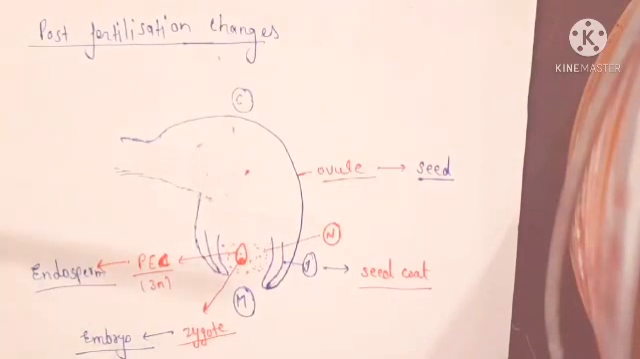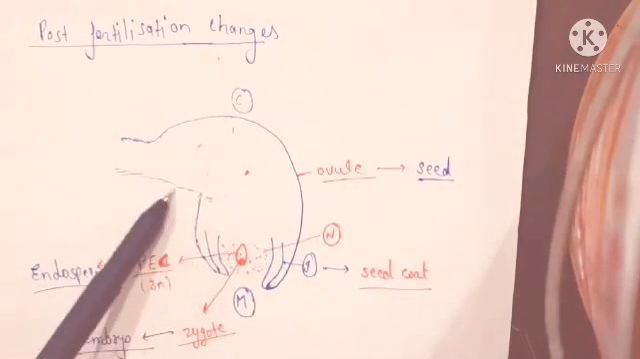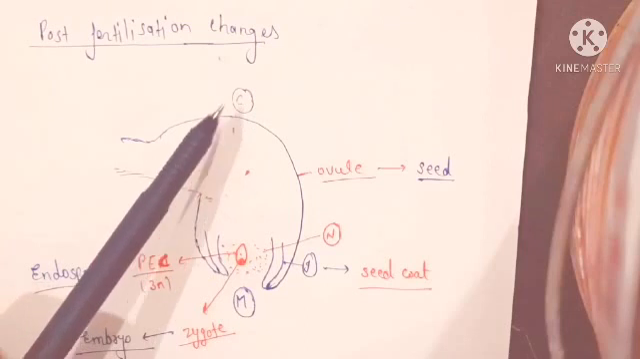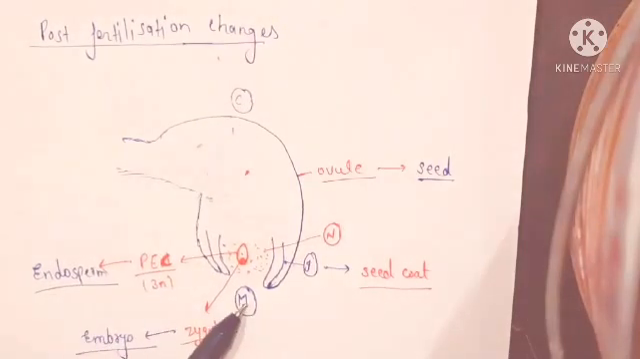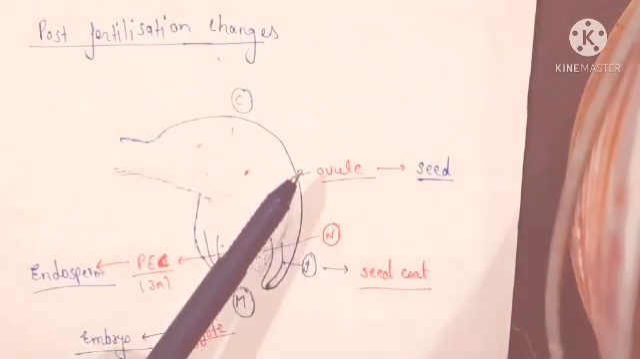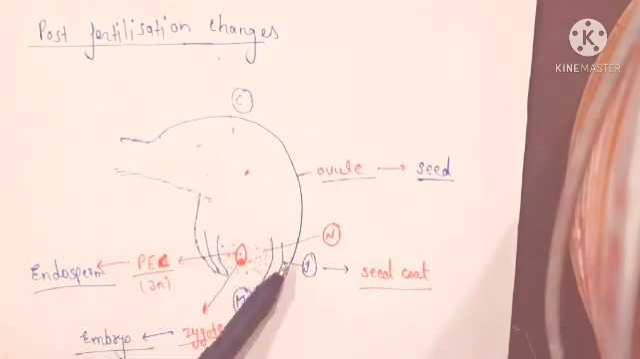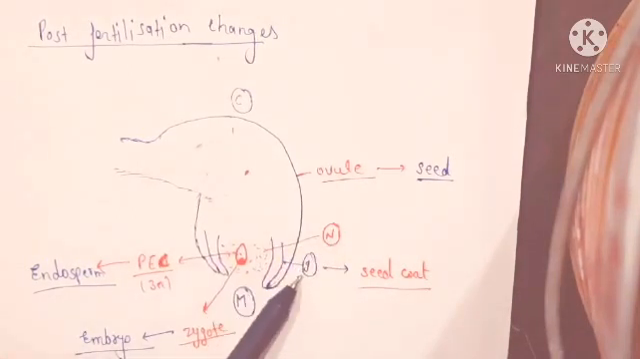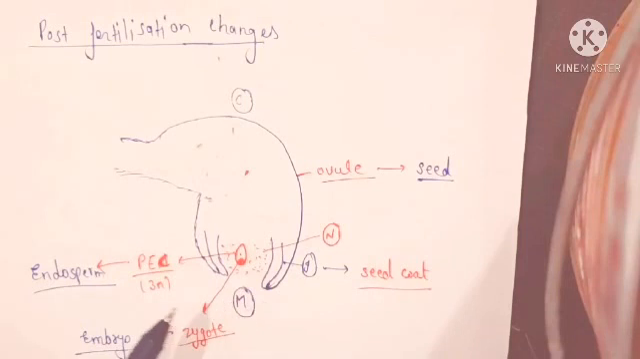So this is a diagram. This is a diagram of ovule. Here chalazial end, here micropyle end. Here the whole structure is ovule. Here nucellus is present. Here I for integument. Here PEC means primary endospermic cell.